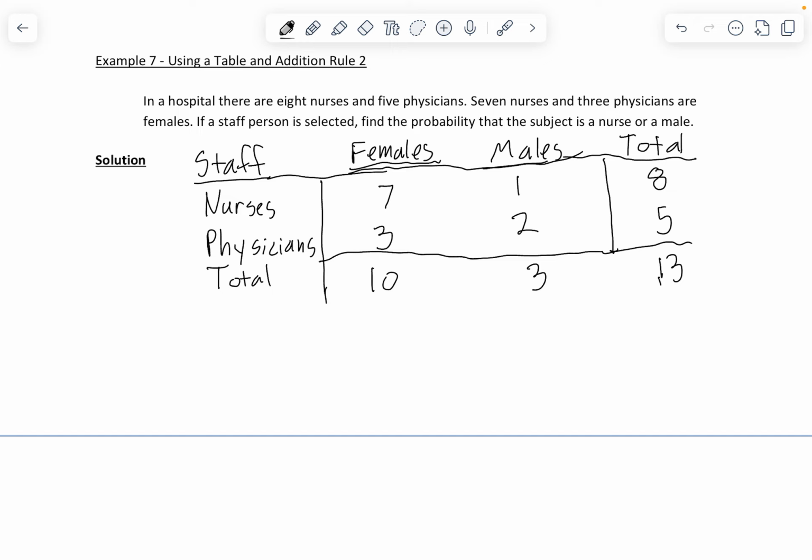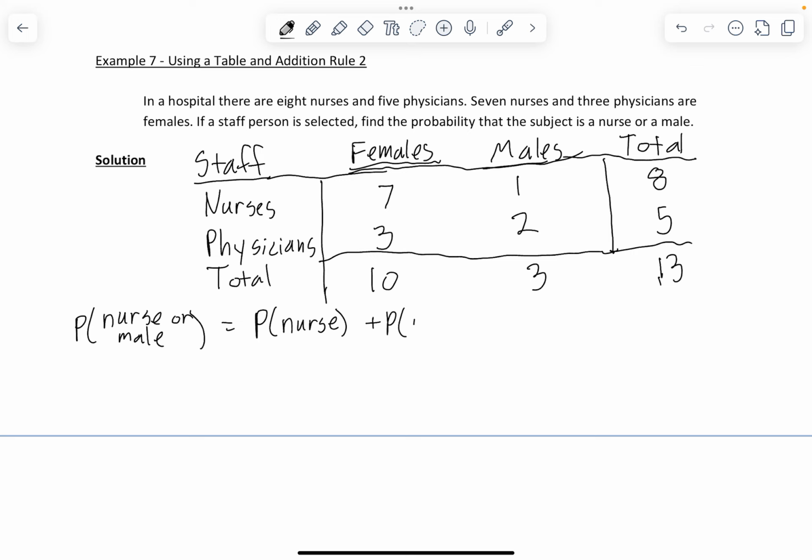So, if a staff person is selected, find the probability that the subject is a nurse or a male. Okay, probability of nurse or male. This is equal to probability of nurse plus the probability of male minus the probability of both, right? Nurse and male.